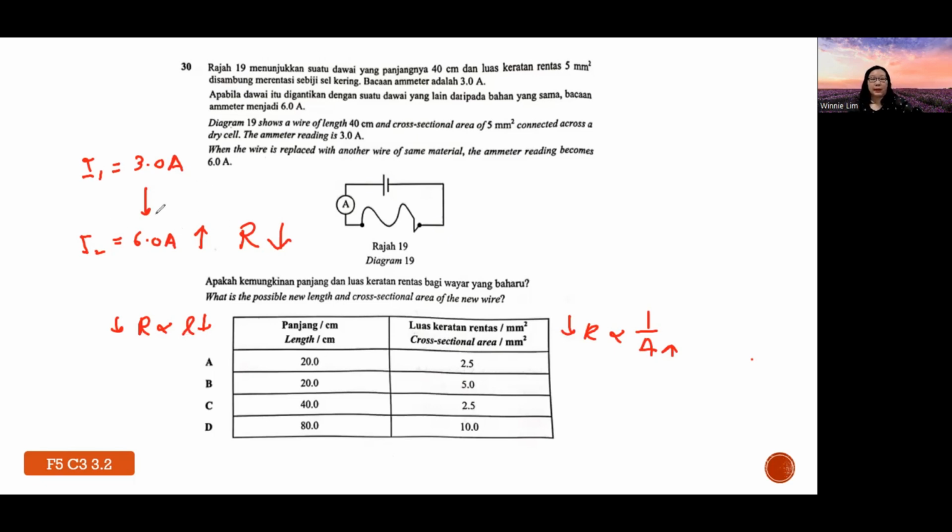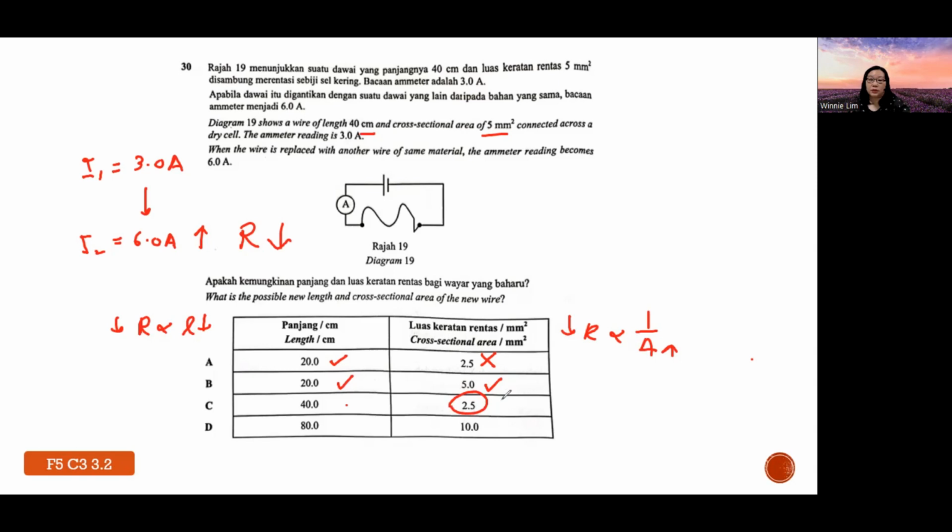So you see, the current increases double. That means your resistance is reduced by half. So with a shorter length, the area has to be constant. Now this one cannot, because it doesn't remain constant. From 40 becoming 20 is shorter, but the area is constant, yes. Now this is constant, but your area has to be double, bigger.